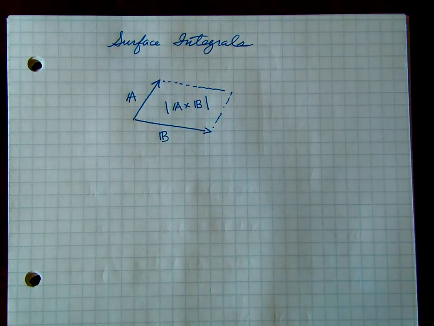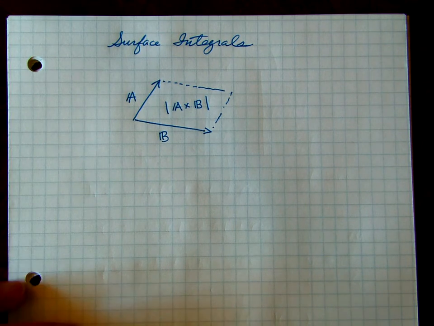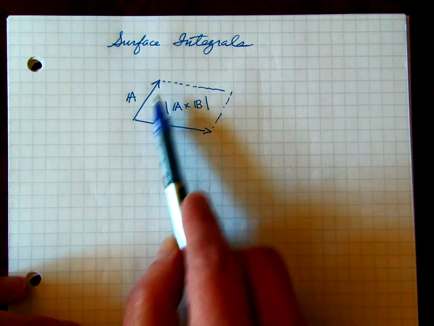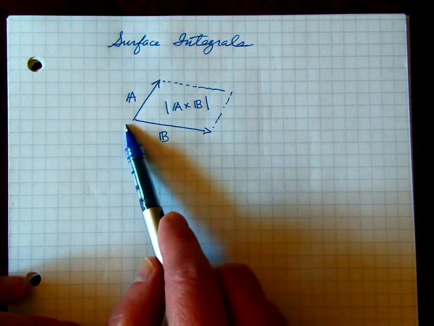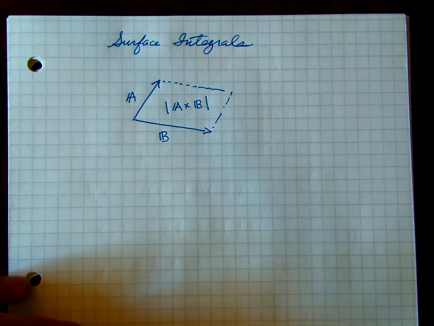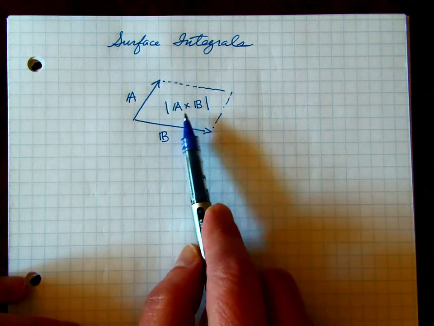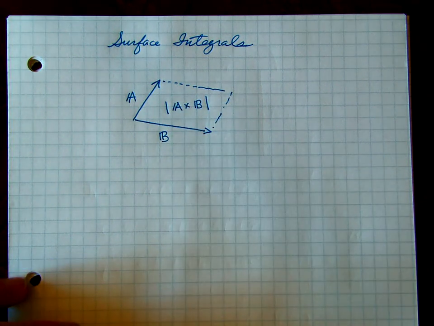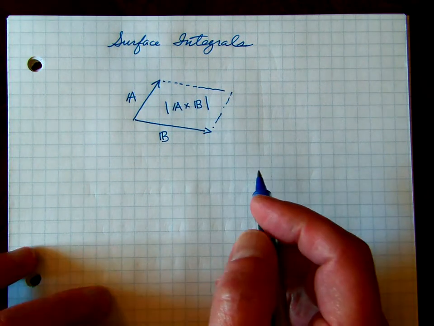Let's learn about surface integrals. Let me first remind you about something we learned very early in the semester. If you have a parallelogram defined by two vectors, the magnitude of their cross product gives you the area of the parallelogram. We're going to be using that pretty soon.